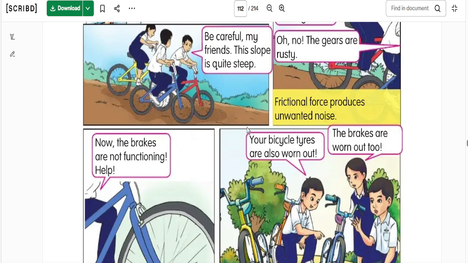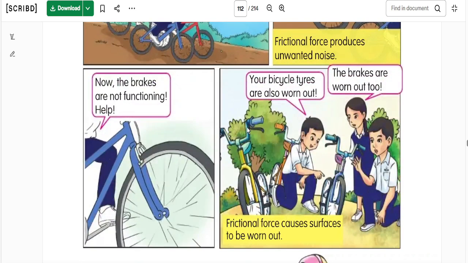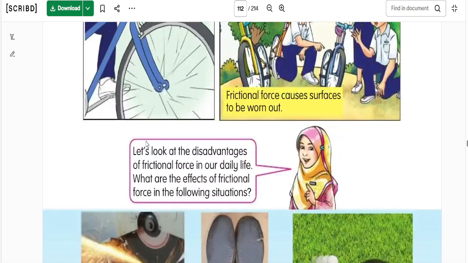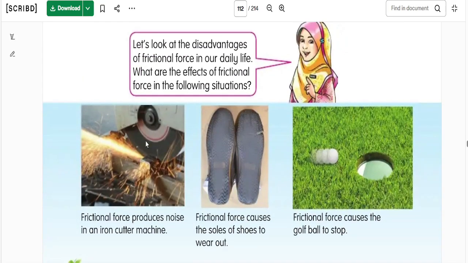So when we apply it, like in any part of an engine, when it becomes rusty, it makes noise because of frictional force, right? Sometimes if brakes are not functioning, because frictional force also causes surfaces to be worn. Sometimes tires get worn out because of the friction, right? If you see these slippers or shoes, the soles of these shoes are worn out, so there is less friction, and they can be slippery, right?